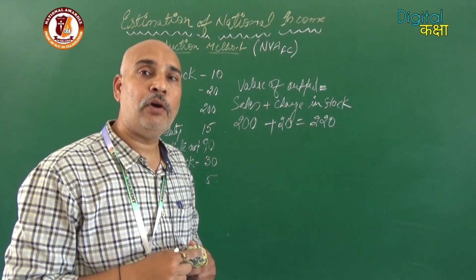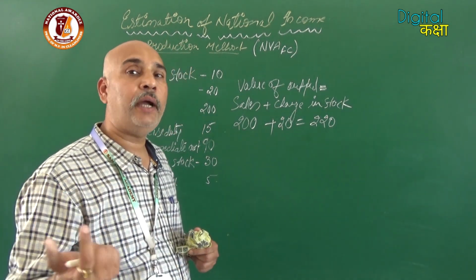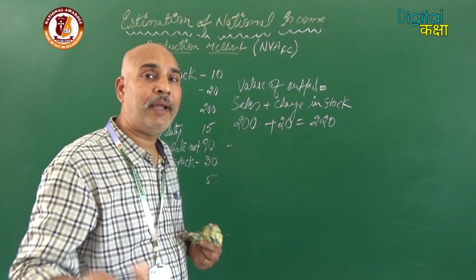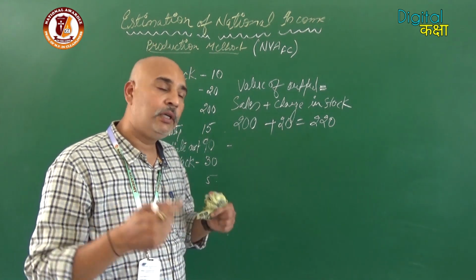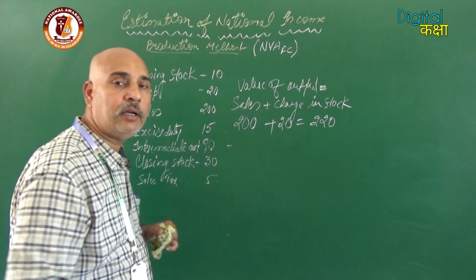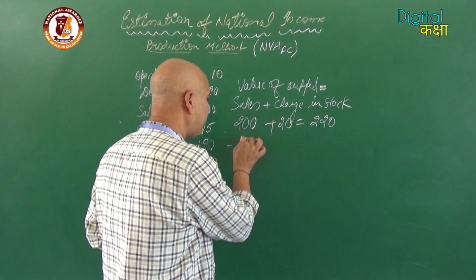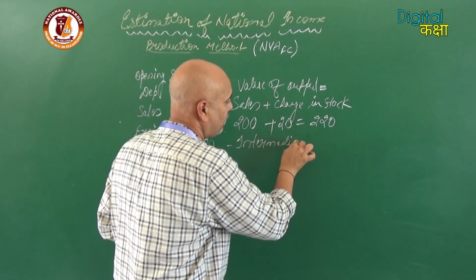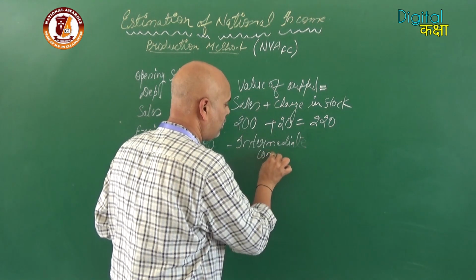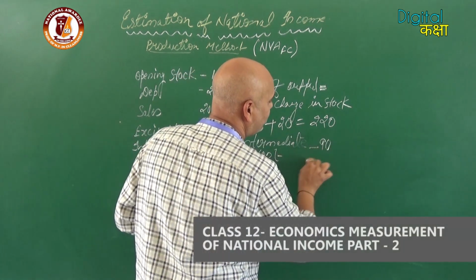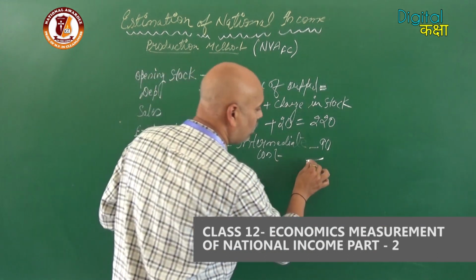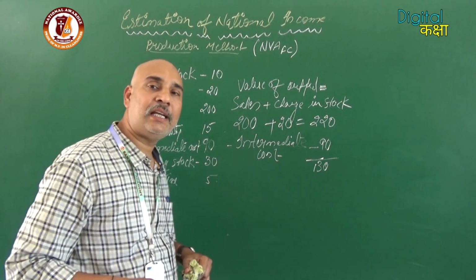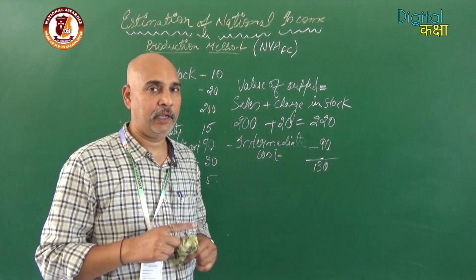Now we have to convert this value of output into gross value added or value addition, that is how much value is added. We will subtract: value of output minus intermediate cost is equal to GVA. Intermediate cost is given 90. So 90 will be subtracted. Now 130 will remain in our hand. So that is basically gross value added at MP.